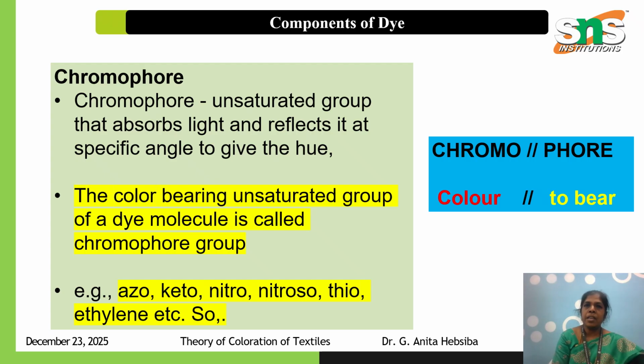For example, the azo group N double bond N, the keto group C double bond O, the nitro group, nitroso N double bond O, thio, ethylene, that is CH2 double bond CH2, etc. These are the chromophores which are present in a dye and they are responsible for the dye to bear color. So without a chromophore, there is no dye.